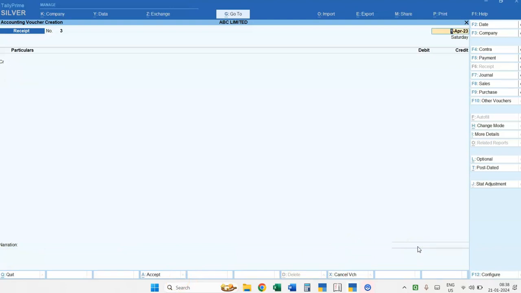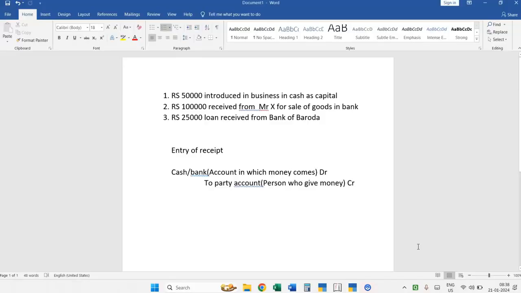Now we are discussing again the second transaction. Rupees 1 lakh received from Mr. X for sale of goods in the bank. So what will be the entry? In the bank, money is coming in. So bank account will be debited to Mr. X account, because Mr. X is giving us the money. So the account in which money is coming in will be debited. So bank account is debited, and the person who is giving money to us will be credited. So Mr. X account will be credited.